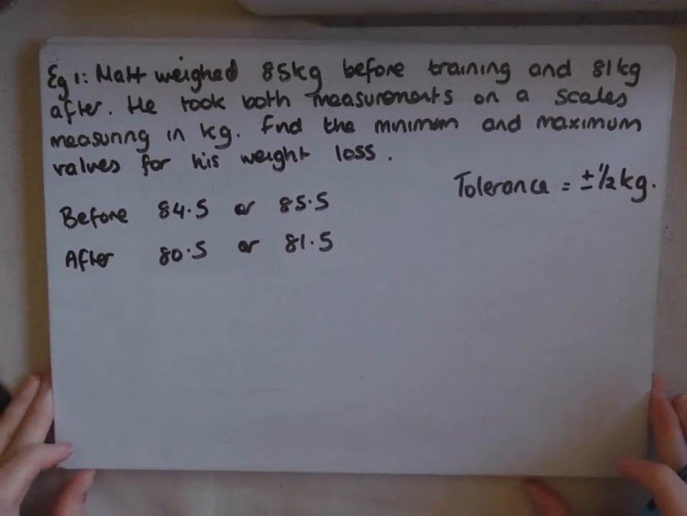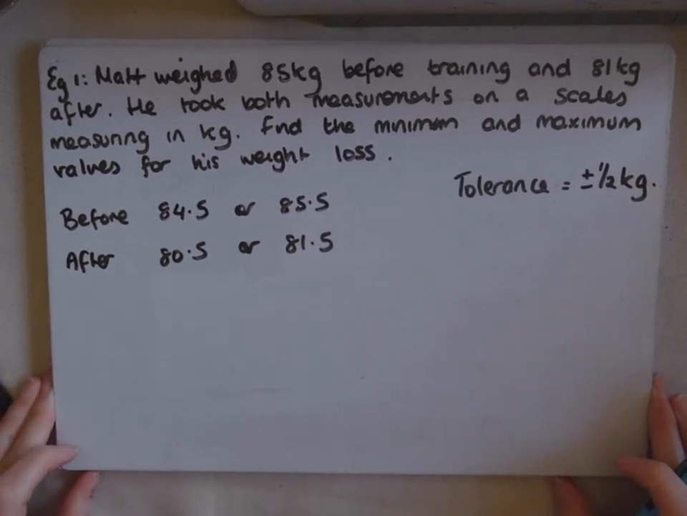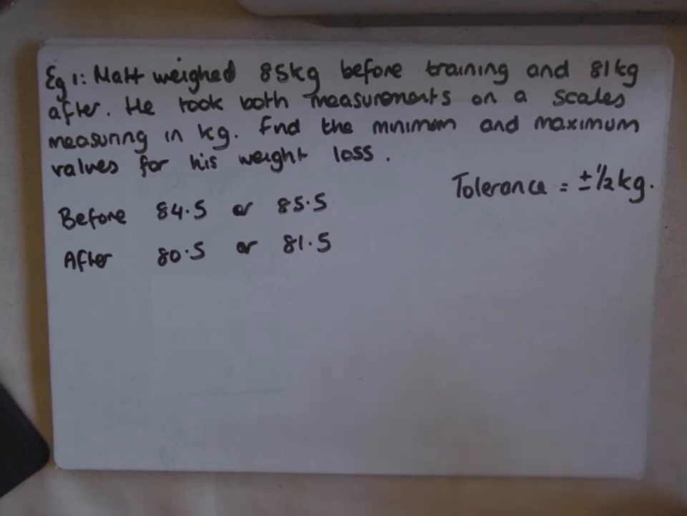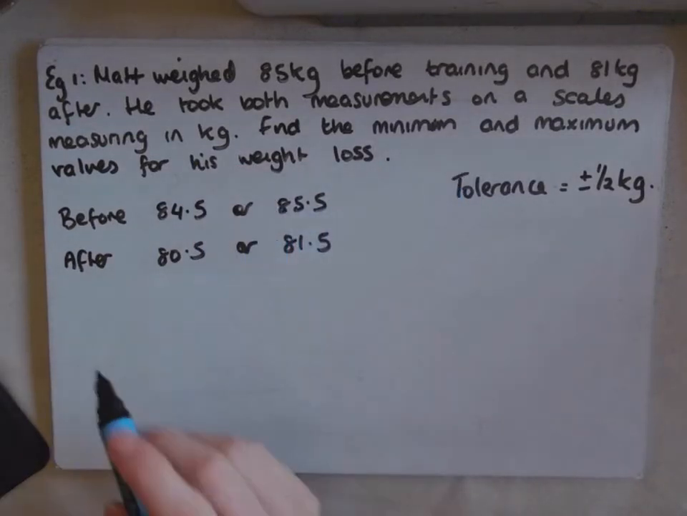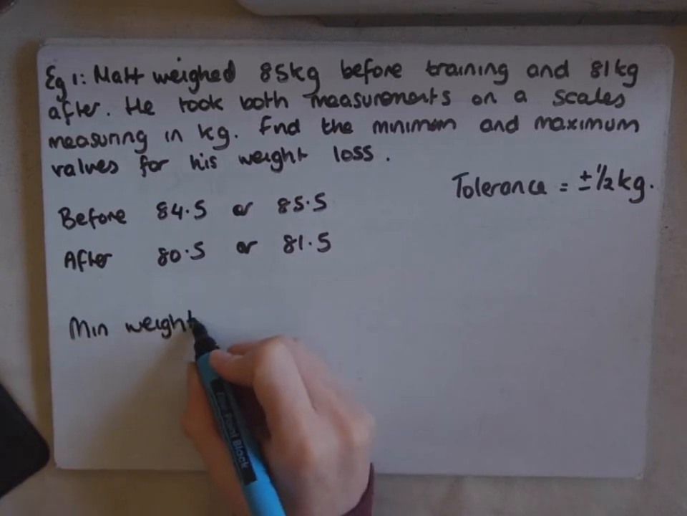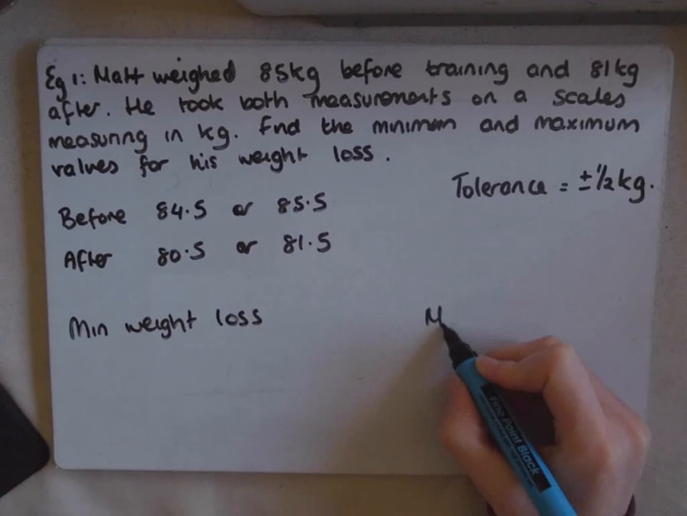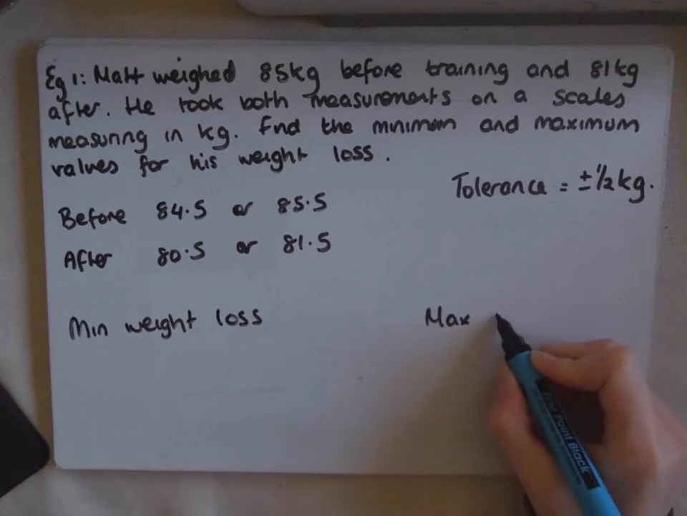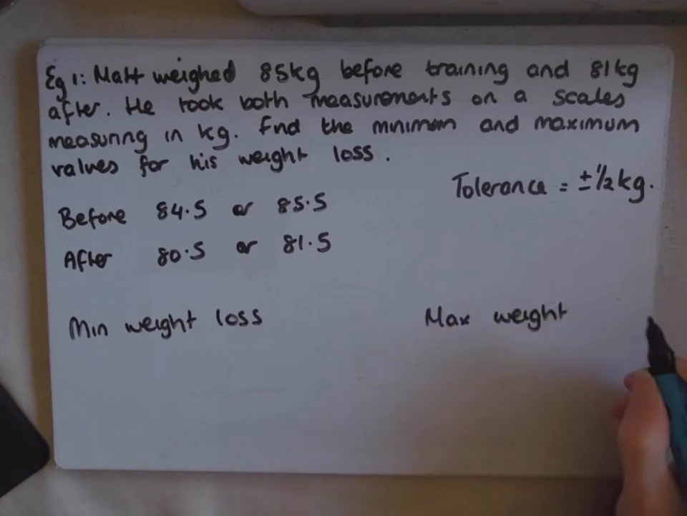Is the tolerance always the same? Tolerance is always plus or minus half a kg, or half a basic unit. So it just depends on the units we're dealing with, whether weight or length. Now we're looking for the minimum weight loss, so the smallest amount, and then we're looking for the biggest amount. Now let's do the biggest amount he could have lost.